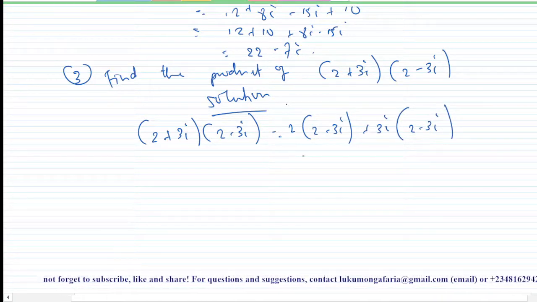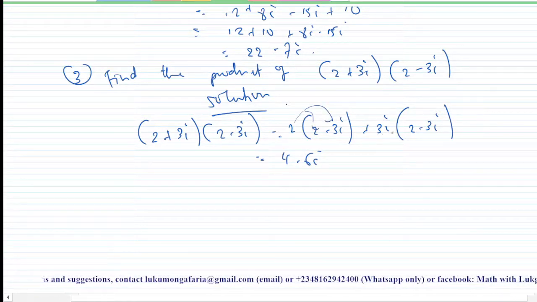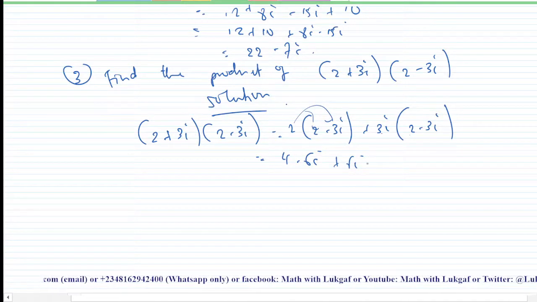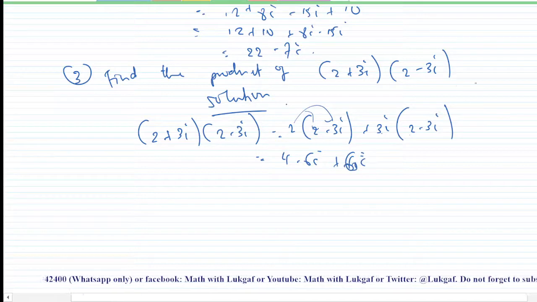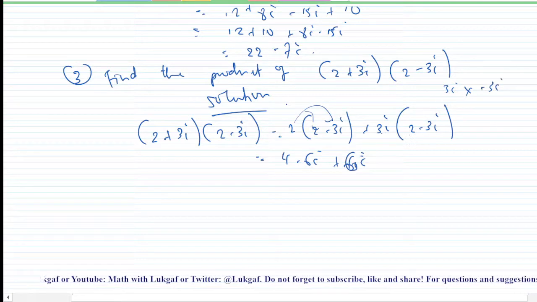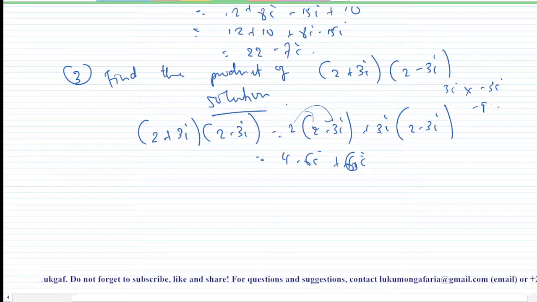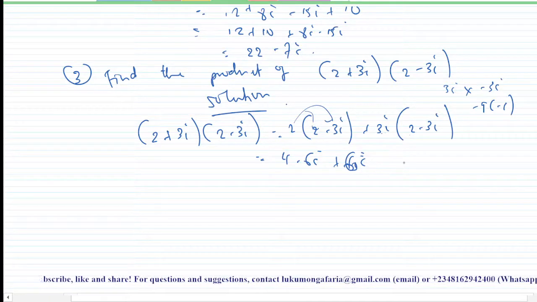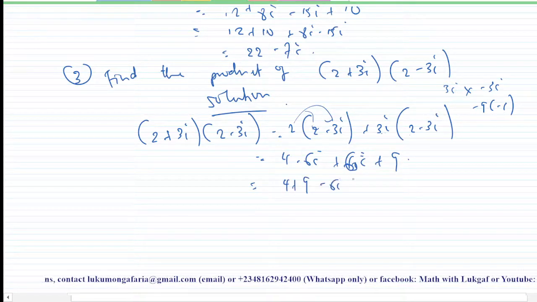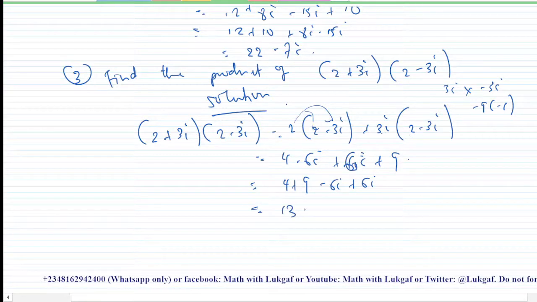And I'm going to have 4 minus 6i if you open the bracket. Then 3i times 2i, that's going to give me plus 6i. Is that okay? Then 3i times minus 3i, write it down so that you don't make mistakes. 3 times minus 3 will give you minus 9. i times i is i squared. And don't forget i squared is minus 1. Then this is going to give me plus 9. And if you combine them together, real with real, imaginary with imaginary, this is going to give me 13 minus 6i plus 6i, that's going to give you 0.